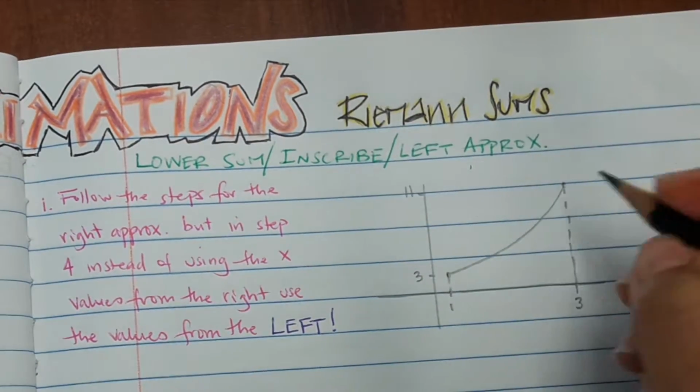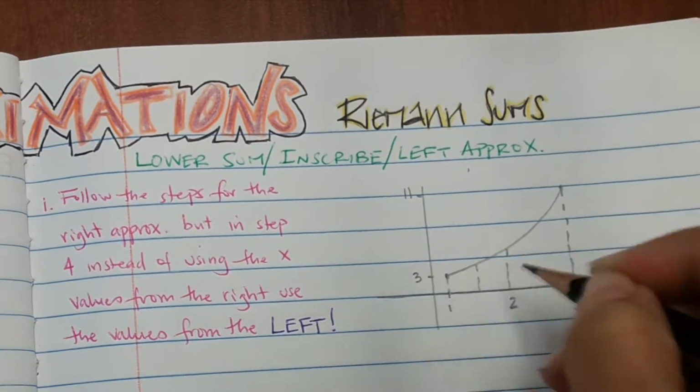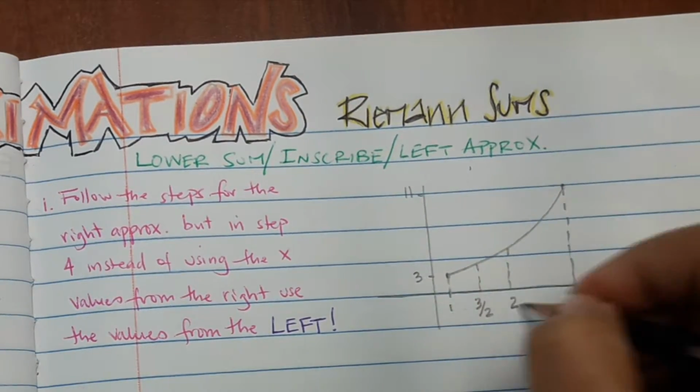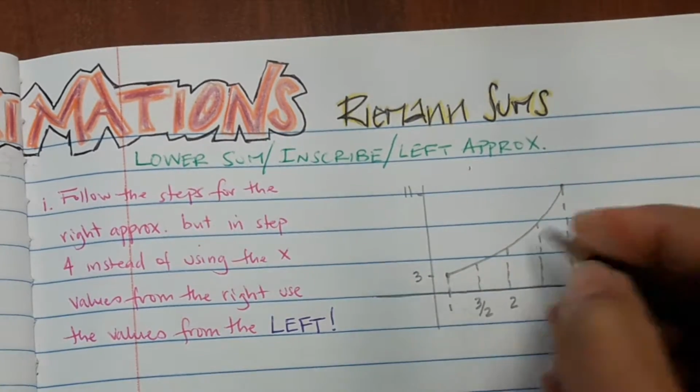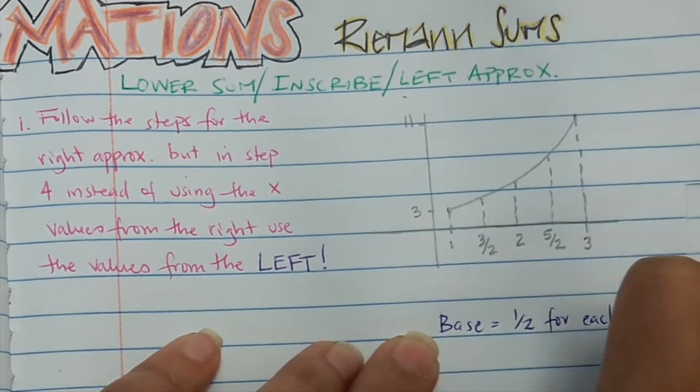Half of that would be 1 plus 3 is 4, divided by 2 is 2. 1 plus 2 is 3, divided by 2 is 3 halves. 2 plus 3 is 5, divided by 2 is 5 over 2. Because you add them together and divide by 2 to find the middle. Alright, once you've done that, the base is going to be a half, just like it was before.